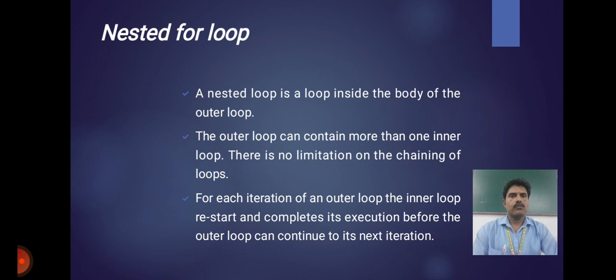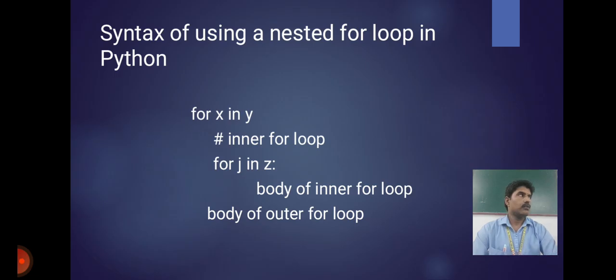So this is the nested for loop. A nested for loop is a for loop used within another loop. So a nested loop is a loop inside the body of the outer loop. The outer loop can contain more than one inner loop. For each iteration of the outer loop, the inner loop restarts and completes its execution. This is the syntax: for x in y, inner for loop, for j in z, body of inner for loop.